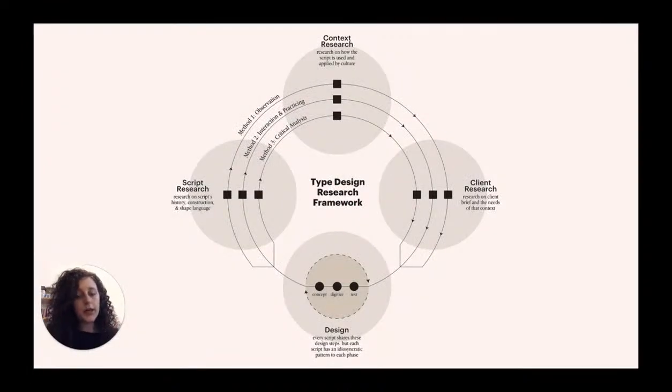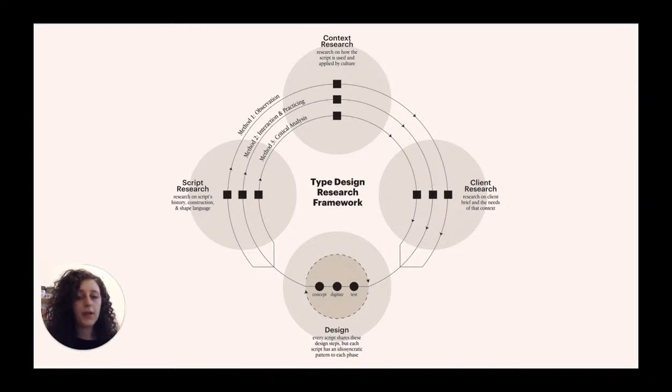Here we have the main framework diagram. As you can see, this framework takes a decentralized model where the designer can enter the process at whichever point their knowledge level necessitates. However, if a person wants to start from the quote-unquote beginning, it would be at script research and working their way around clockwise. It's also non-specific to any one script, allowing for anyone to utilize this process for any project. So you can see that it's broken up into 4 stages, including 3 stages for research: script, context, and client.